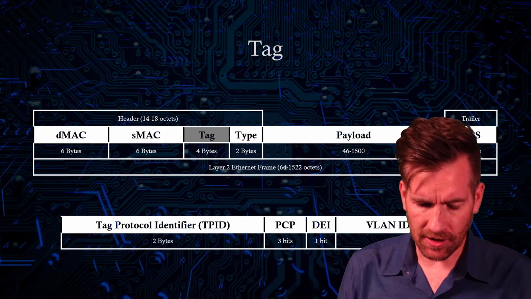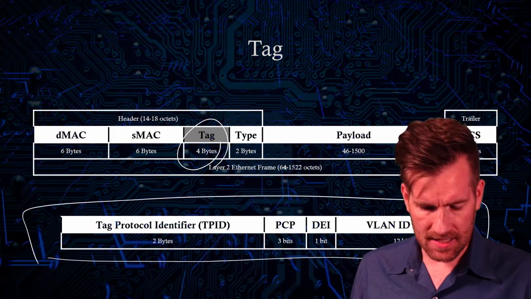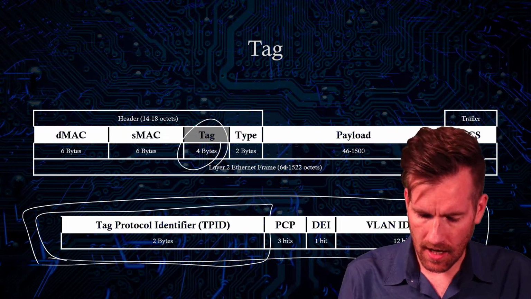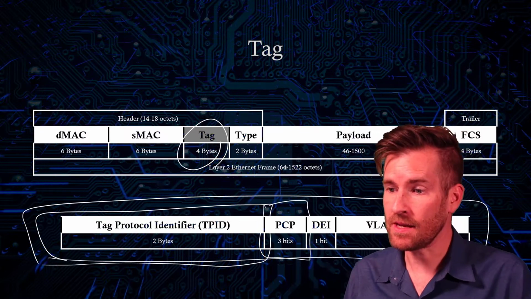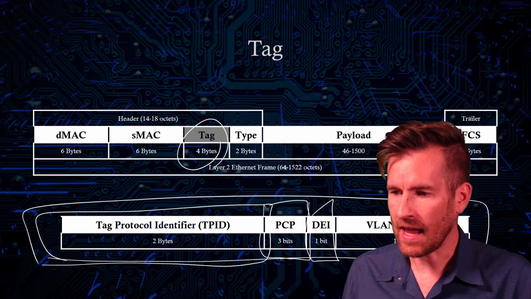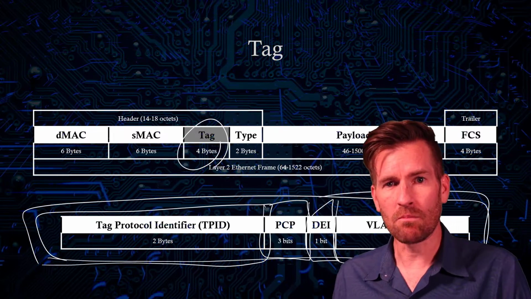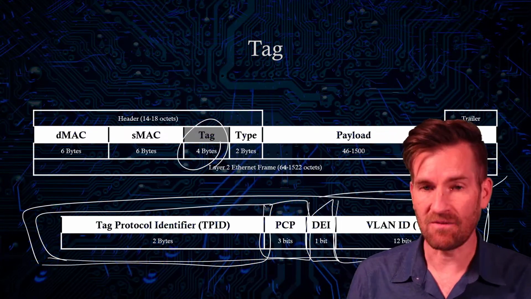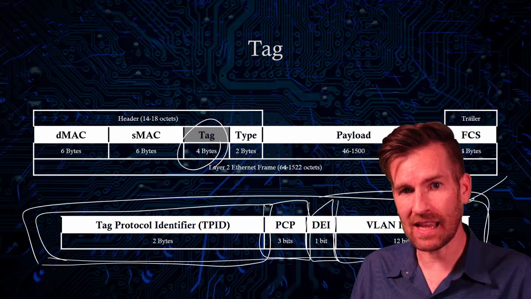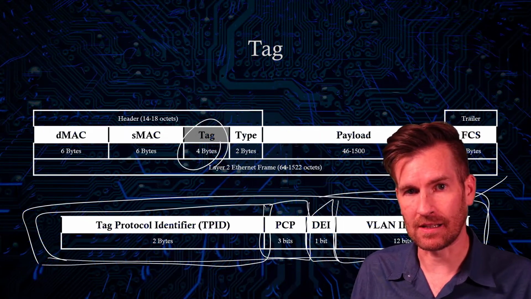The tag that gets inserted is 4 bytes, and it looks like this right here. The 4 bytes consist of 2 bytes of the tag protocol identifier. There's also 3 bits of PCP or priority code point. There's a DEI or a drop eligible indicator. And then there's the VLAN ID. Really, what we're mostly concerned about right now is this VLAN ID, because this is really what we're talking about, where it's tagging the VLAN information onto this frame before it sends it along.